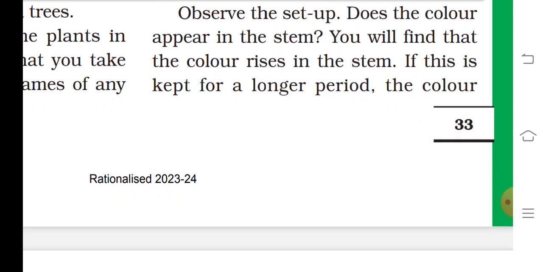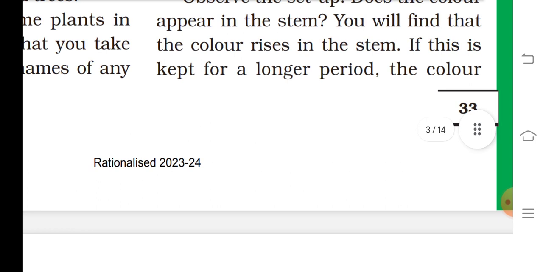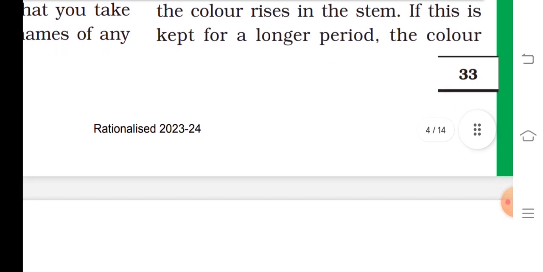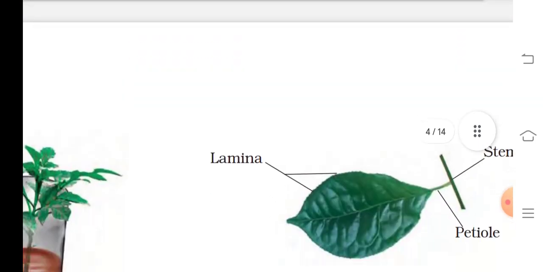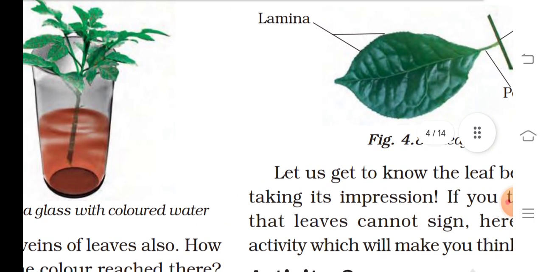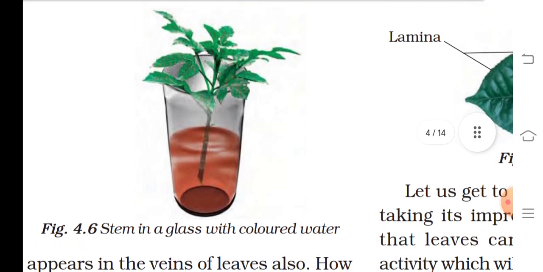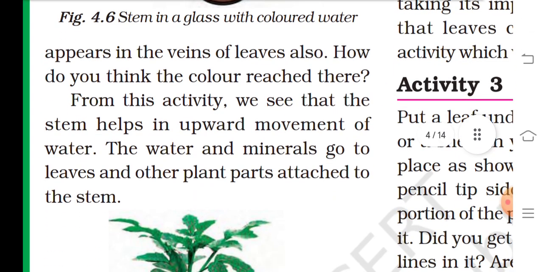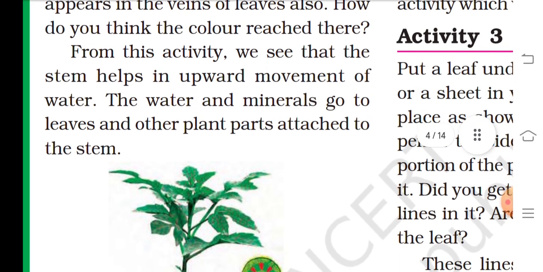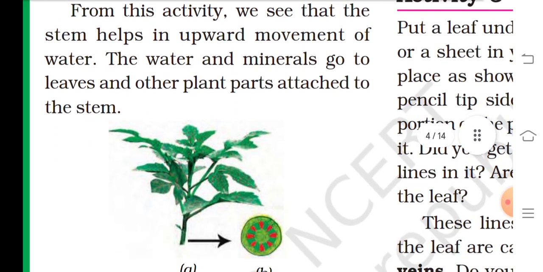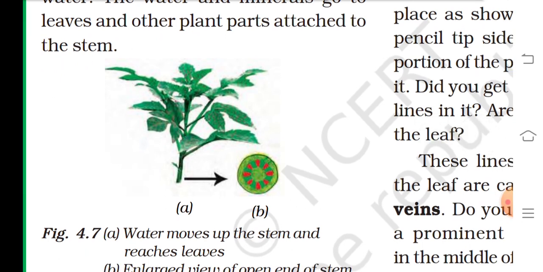You will find that the color rises in the stem. If this is kept for a longer period, the color appears in the veins of the leaves. How do you think the color reaches there? From this activity we see that the stem helps in the upward movement of water. The water and minerals go to the leaves and other plant parts attached to them.